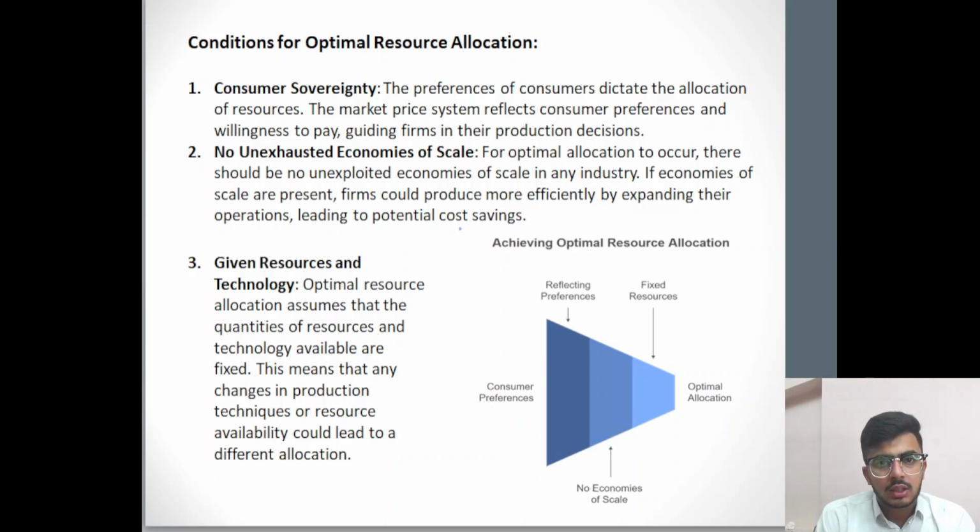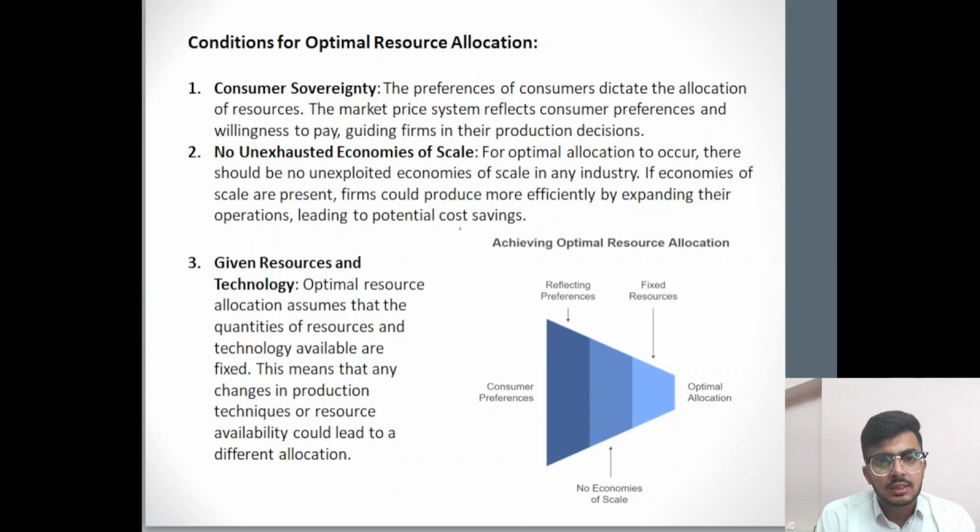And there are some conditions for optimal resource allocation as well. Consumer sovereignty. This means the preferences of consumers dictate the allocation of resources. The market price system reflects consumer preferences and willingness to pay, guiding firms in their production decisions.